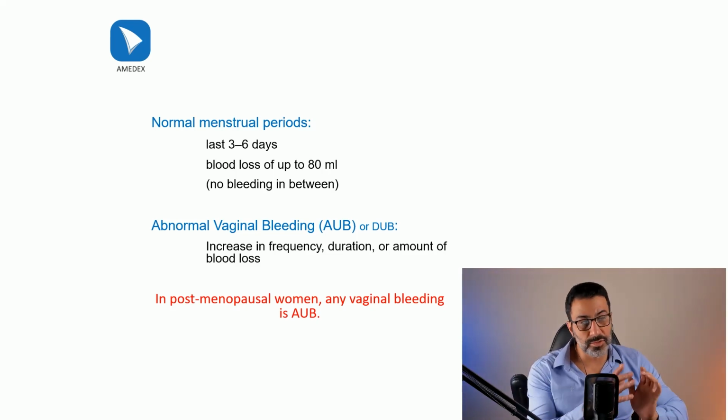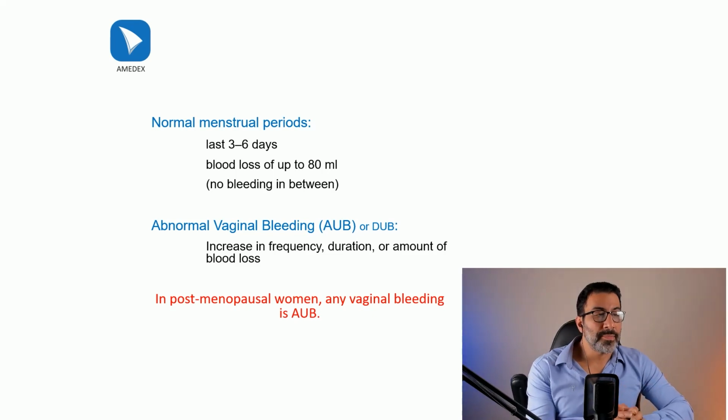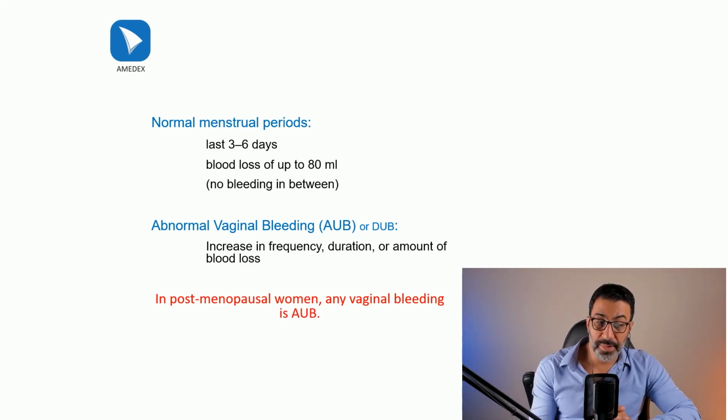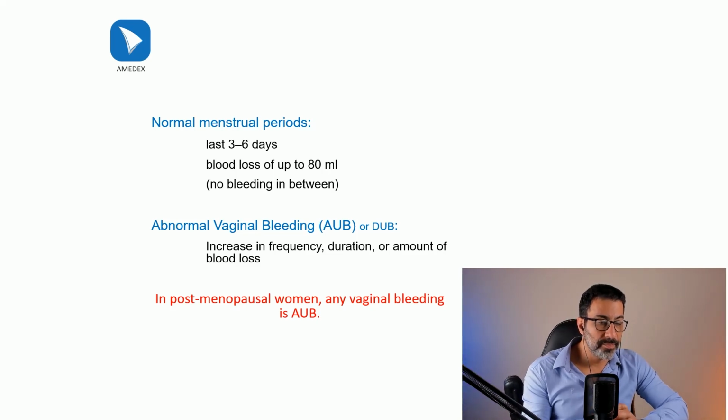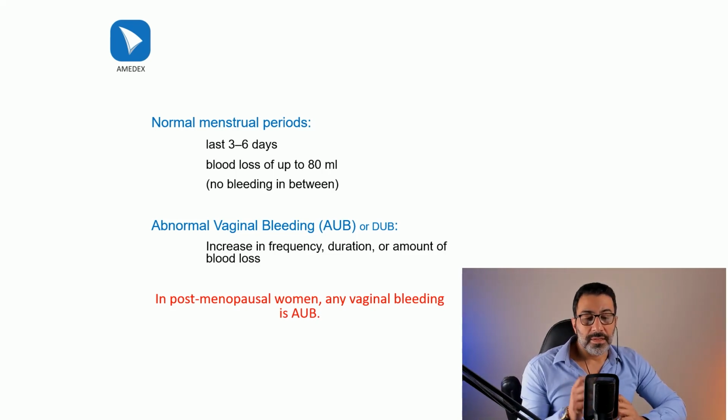And as opposed to normal, we define abnormal. It's easy: increase in frequency, duration, or amount of blood loss. And please consider that in postmenopausal women, and we'll get to that definition very shortly, any vaginal bleeding is abnormal. I mean any spontaneous vaginal bleeding, not if just trauma or something like that happens and the lady gets some sort of bleeding. It's not called AUB because we have an identifiable cause for that.